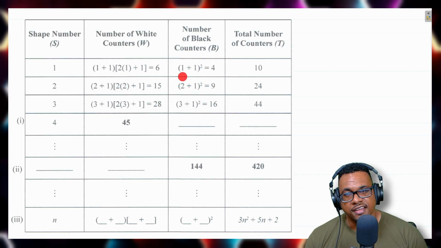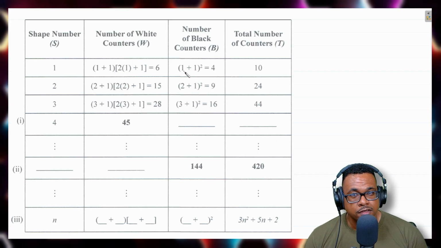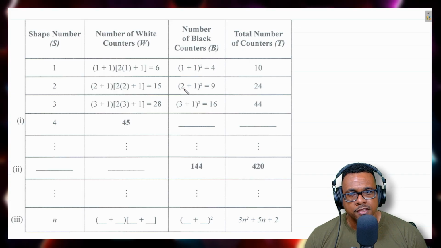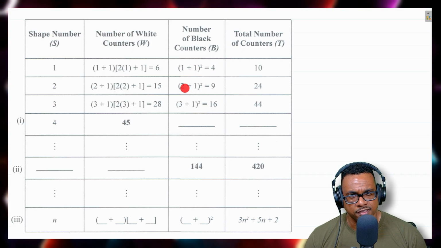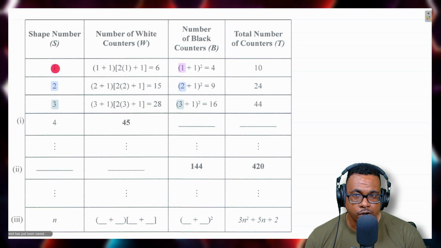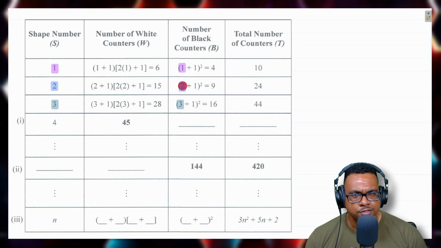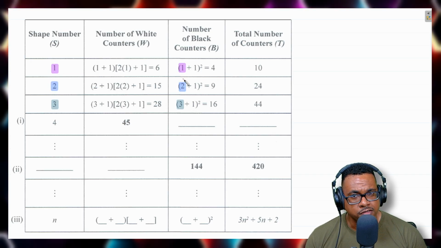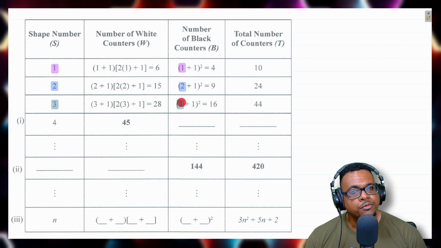Or you can recognize the pattern that's going on here. Because we have 1 plus 1 squared. Alright, so that's 2 squared, which is 4. Then we have 2 plus 1 squared, and 2 plus 1 is 3. And 3 squared is 9. Now notice, here is shape 1. Here is shape 2. And I'm seeing a 2 here. So 1, shape 1, then shape 2. And then look, shape 3.